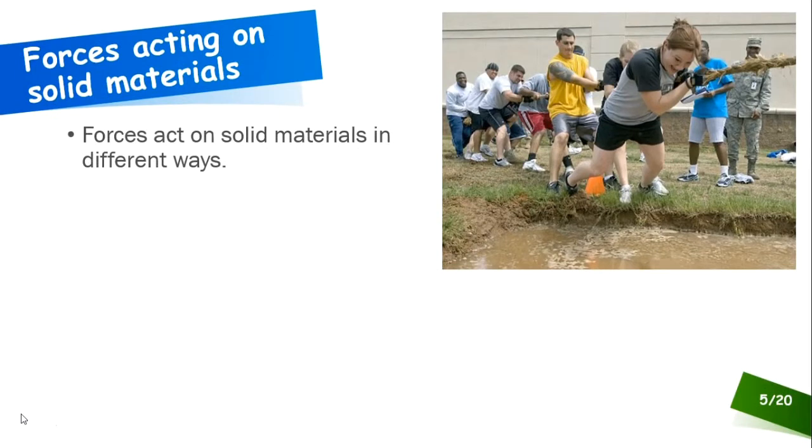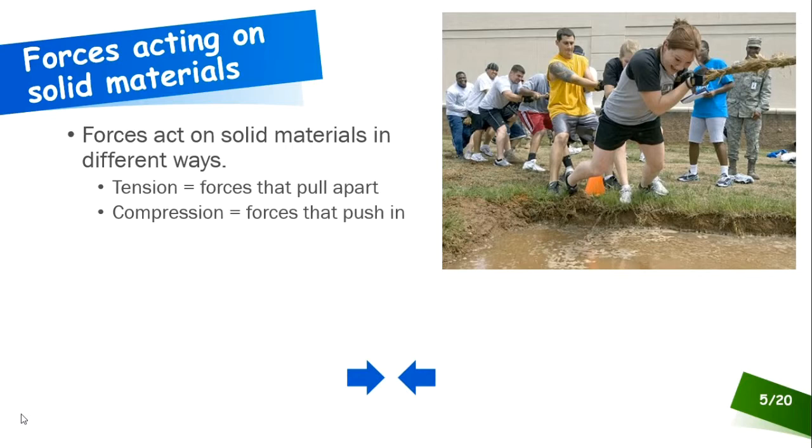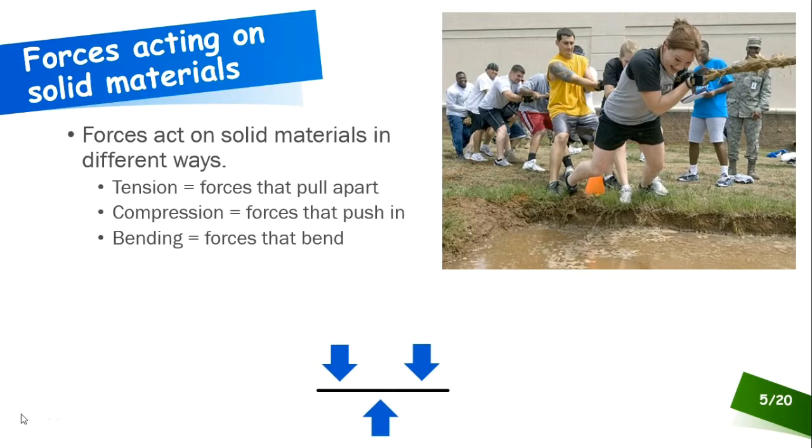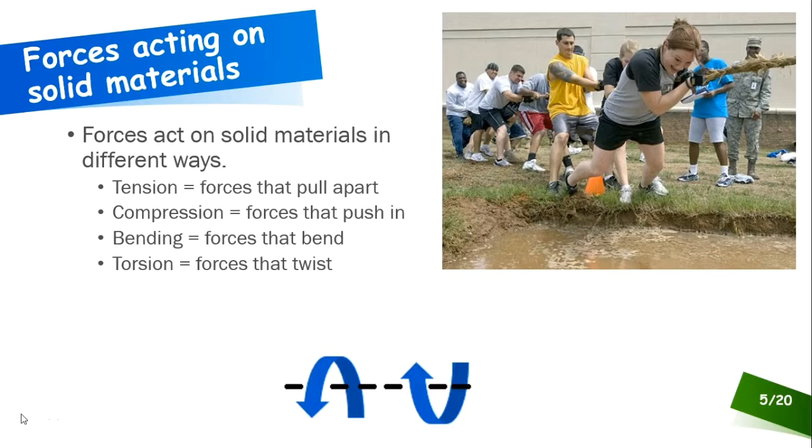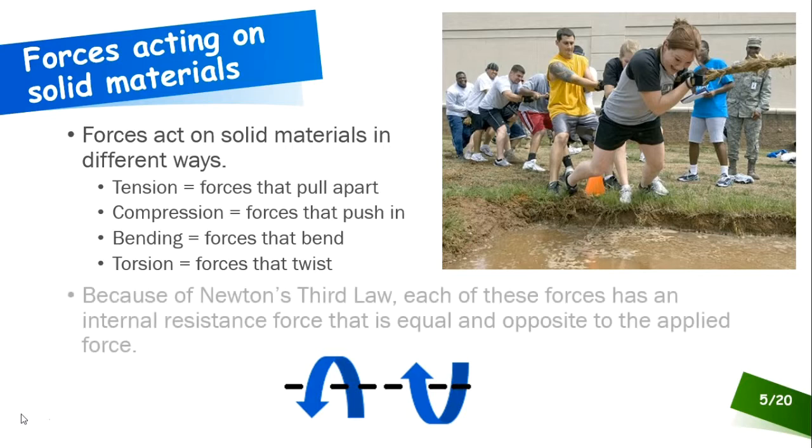Forces act on solid materials in different ways. So there's different types of forces that can act on a solid material. We can have tension, which are forces that pull apart on the material. Or we can have compression, and this is where forces are going the other way. They're actually pushing the material in. Then you have bending forces, which are forces that bend the material. And then you have torsion forces, which are forces that twist around a certain axis. So you've got twisting one way on one end, twisting the other way on the other, and this puts a torsional force on your material.